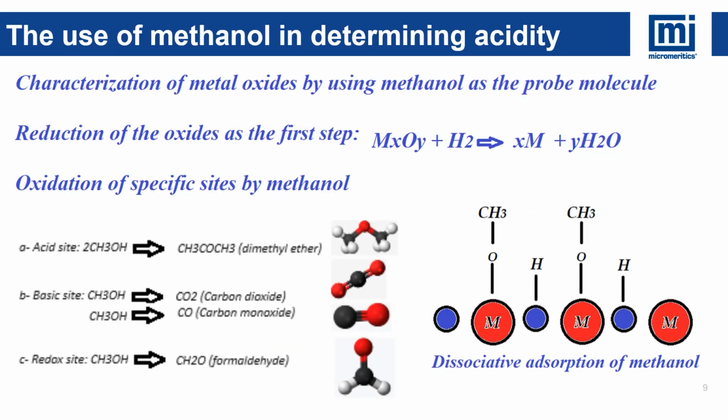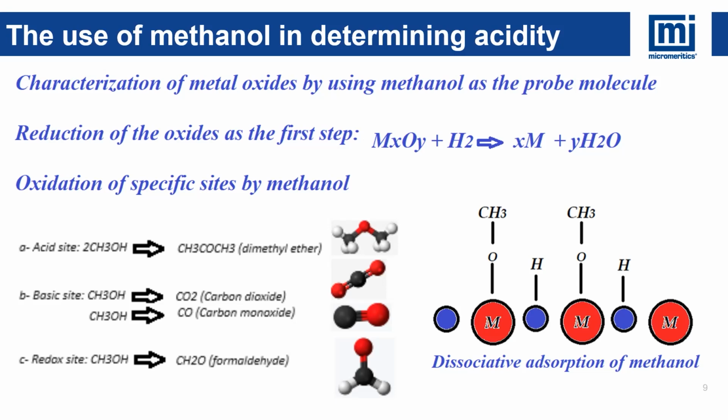The last method we have used is the acidity by methanol. Methanol is a very nice probe molecule. It can give us, as you will see later, very good information about the different active sites on the catalyst. So the first thing, of course, in this case, if we have an oxide, we have to reduce the catalyst. So MxOy plus hydrogen at high temperature gives us the reduced metal and water. So our system has to eliminate the water from the stream before going to the mass spectrometer or to the TCD.